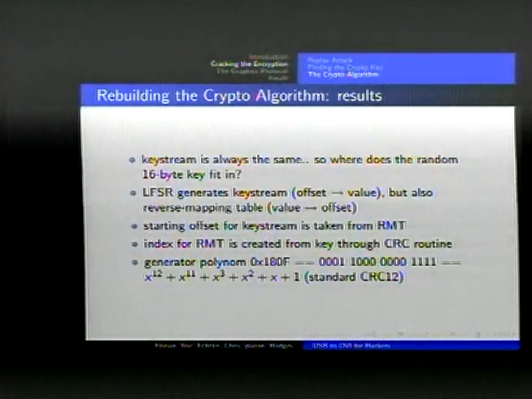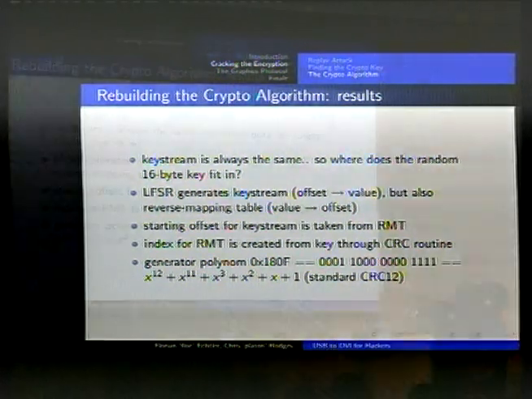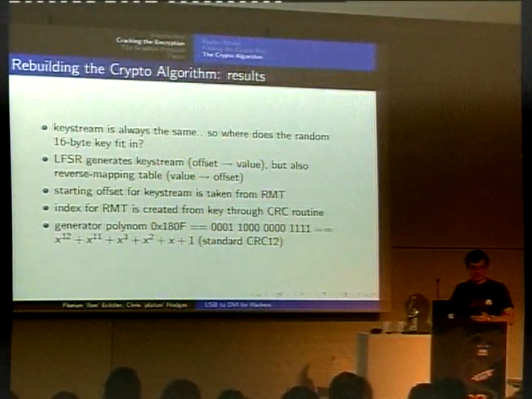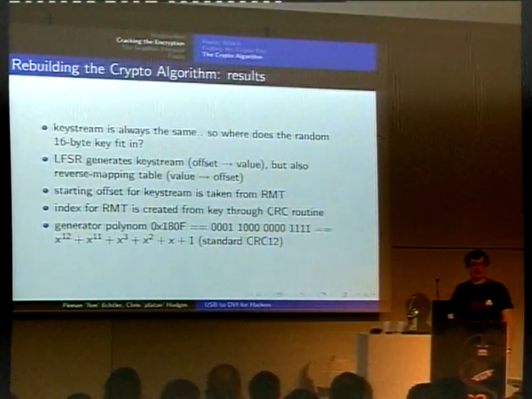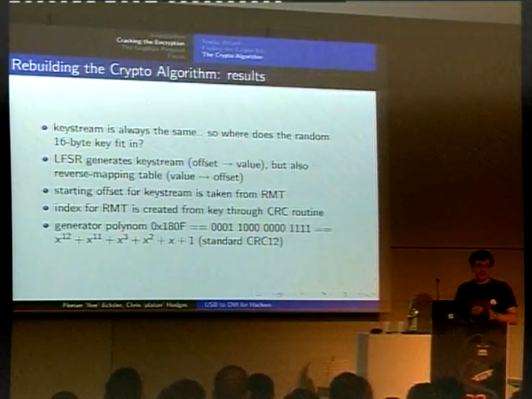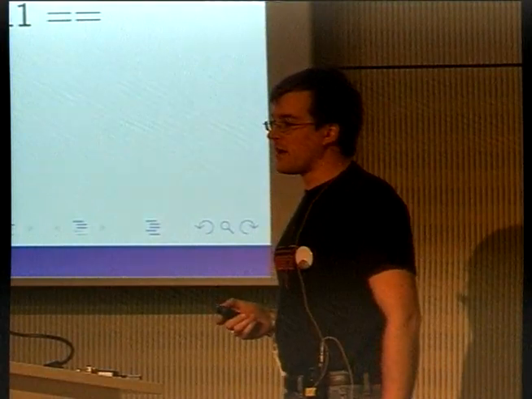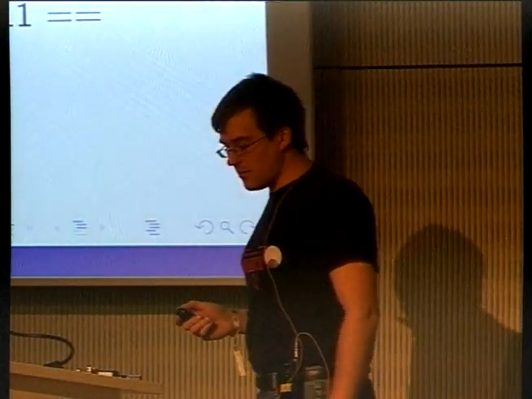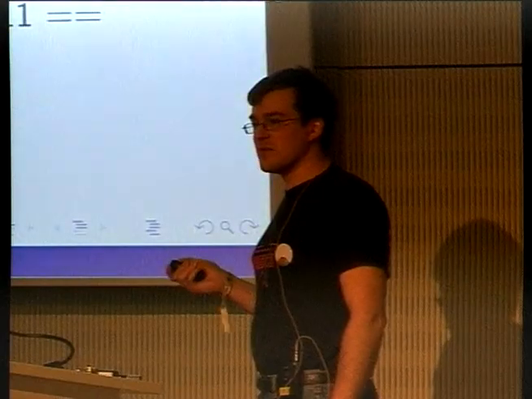Okay, so one other interesting question is where the 16-byte key, which we found pretty much in the beginning, fits in, because the keystream generated by this LFSR is actually always the same. It just starts with some initial value, which is hard-coded in the data, and generates 4,095 bytes of data. Actually, it generates 11 times this amount in order to be able to use the buffer more efficiently, so you don't always have to wrap around. But in any case, the random number hasn't been used up to this point.